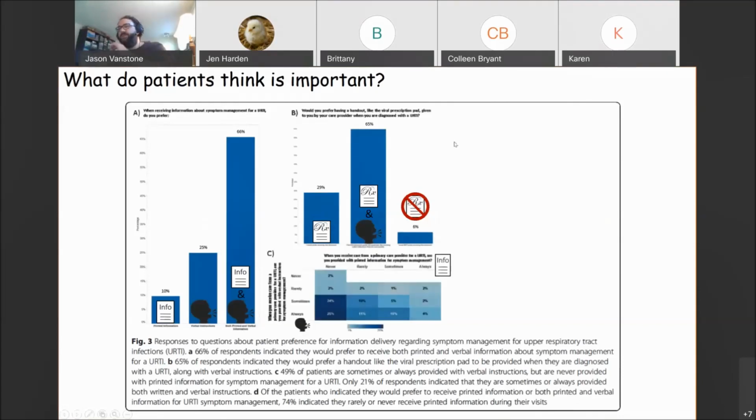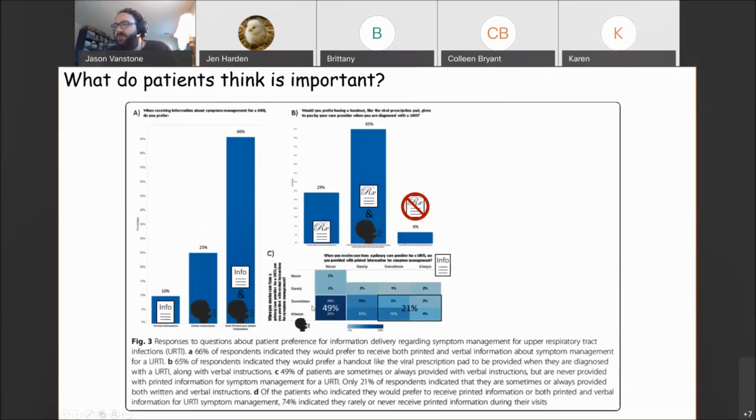So then what we wanted to do was take some of these responses that we had and see where all these people meshed if you put them into a crosstab. So along the top here, we have, when you receive care from a primary care provider for an upper respiratory tract, are you provided with printed information for symptom management? And they could choose never, rarely, always. And then on the side, same categories, but it's, do you receive verbal instructions?